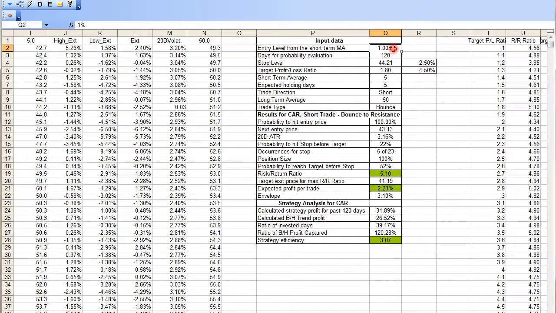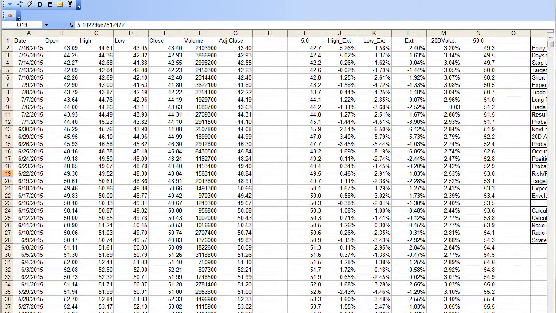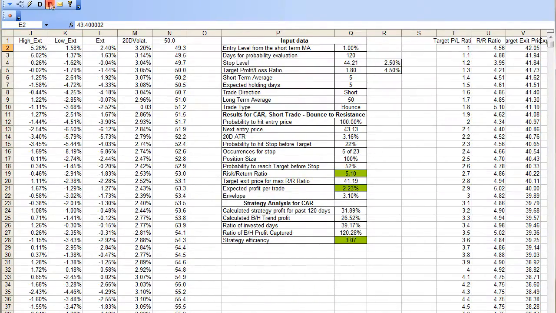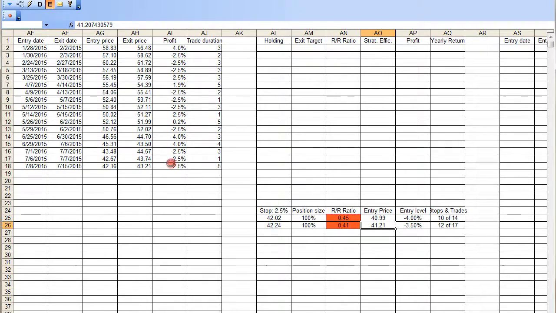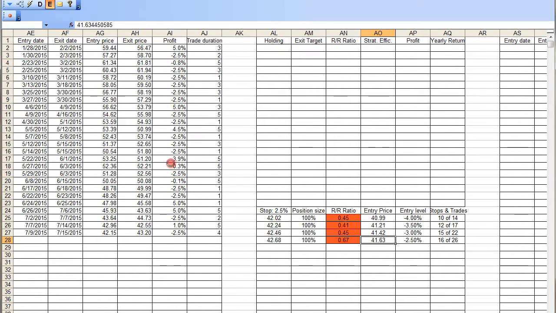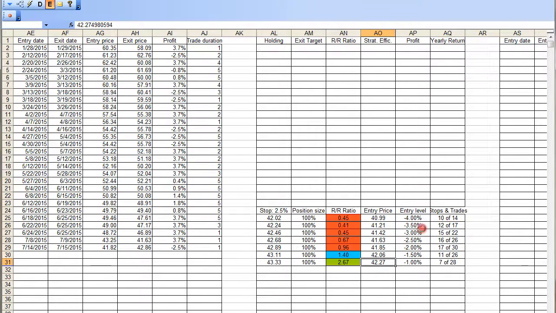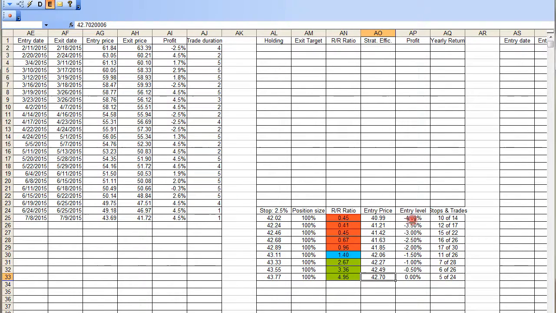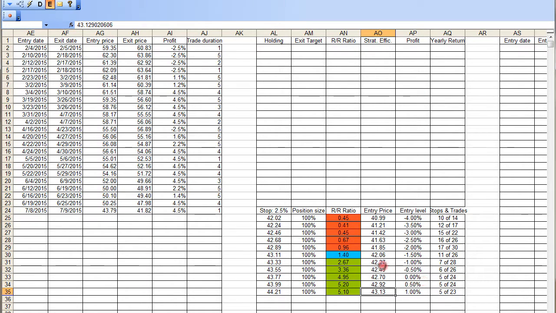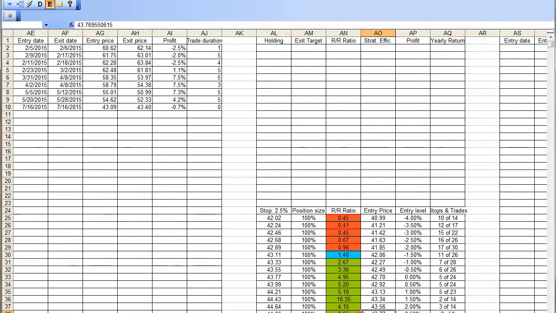So if I short a bounce to 1% above the 5 MA, which is 43.13, then I get a really good risk return ratio. And 43.13 is lower than the close of yesterday. So I will run the sensitivity analysis. Okay, so we see that we cannot short 2D below the 5 MA, but all these prices look very good anyway.